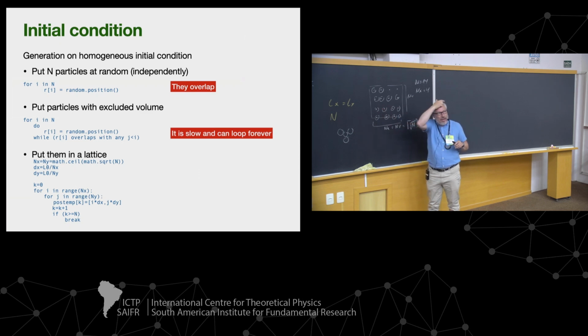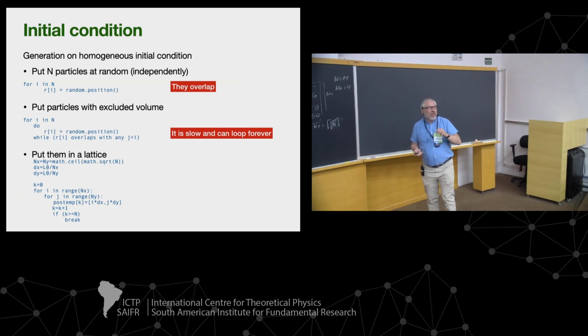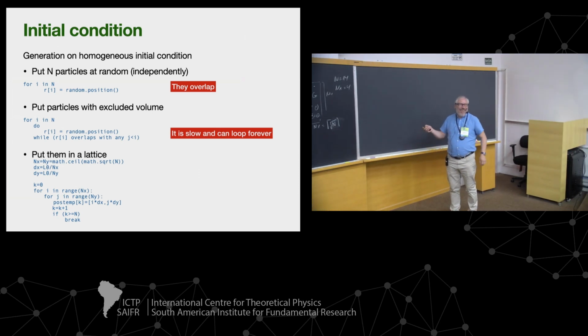If you want to go to higher densities, you don't put them in a square lattice, you put them in a triangular lattice. It can be done, it's easy. But it's highly wrong. And it can be very dangerous. And it took me several months to realize what was the problem.